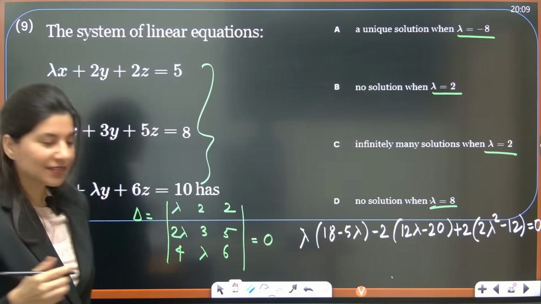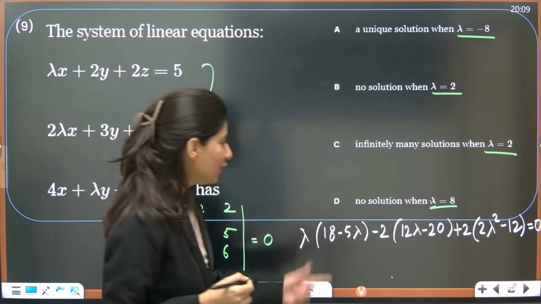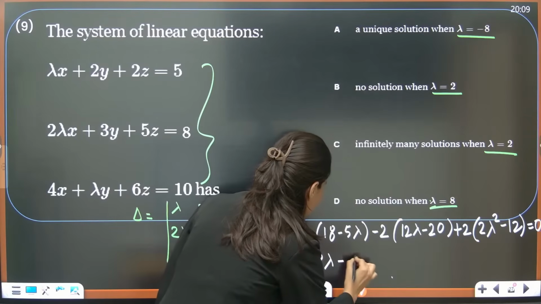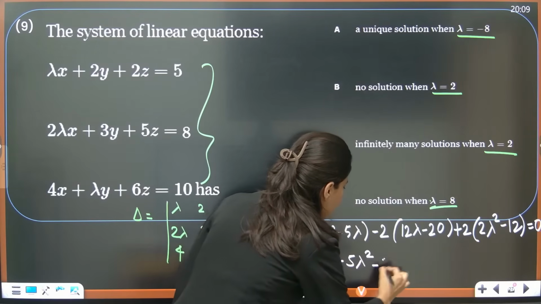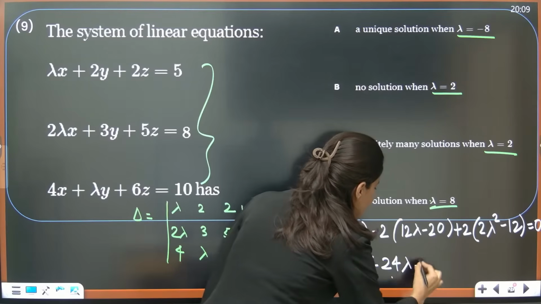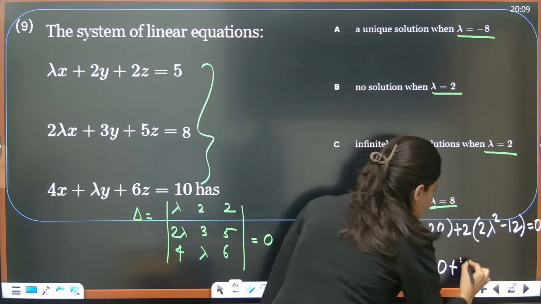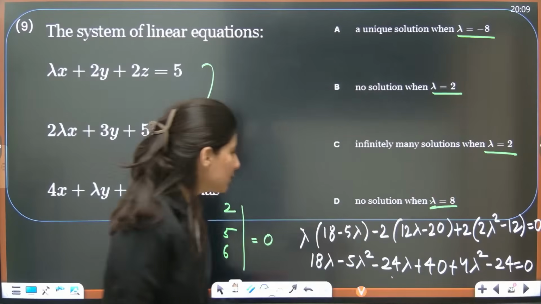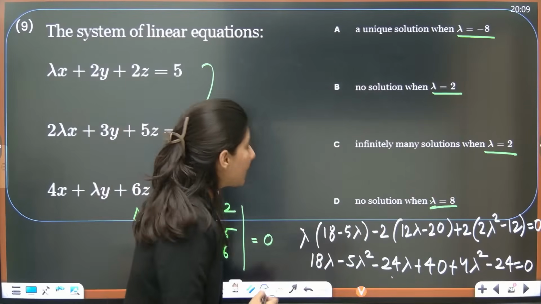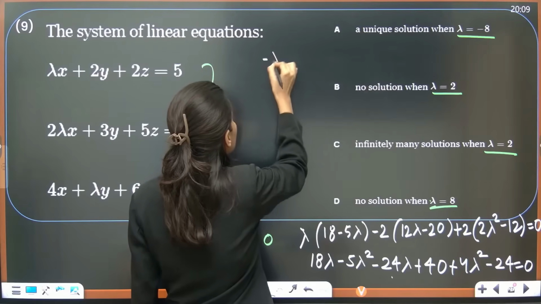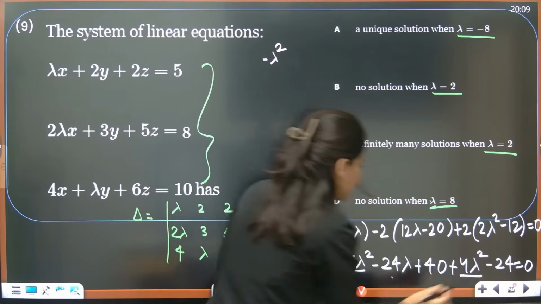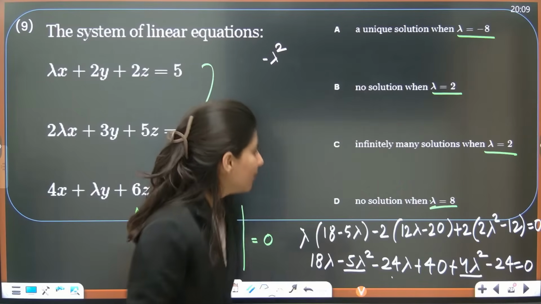All right. Now if you open this, you will realize this is 18 lambda minus 5 lambda square minus 24 lambda plus 40 plus 4 lambda square minus 24 equals 0. If you solve it, you are going to get minus lambda square. Let me write it right here. Minus lambda square. Correct? This is gone. Then we have minus 24 lambda.